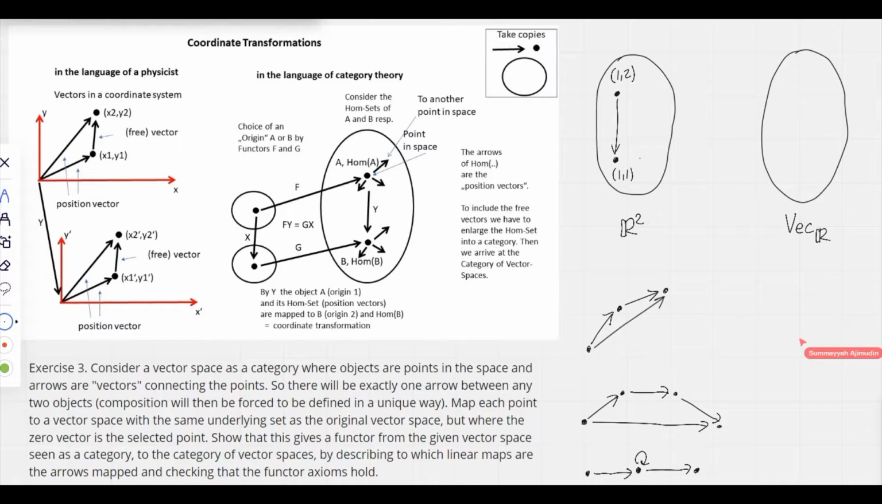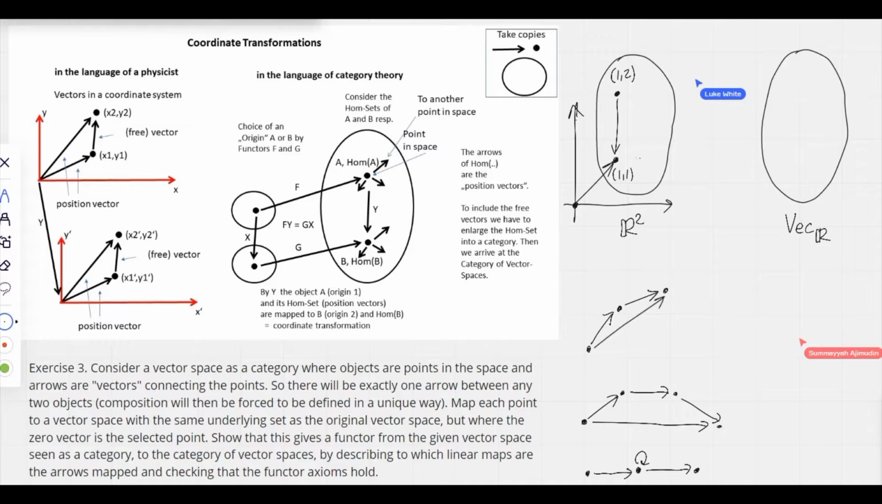Of course, in R squared, the way we usually think of R squared as a vector space, we have this coordinate axis, right? And in the usual mathematical way of thinking of R squared, we think of the points of R squared as arrows connecting the origin of that axis with that point. But that's not how we want to think of arrows here, because we have arrows between any 2 points, not just the ones where one of them is the origin, right?